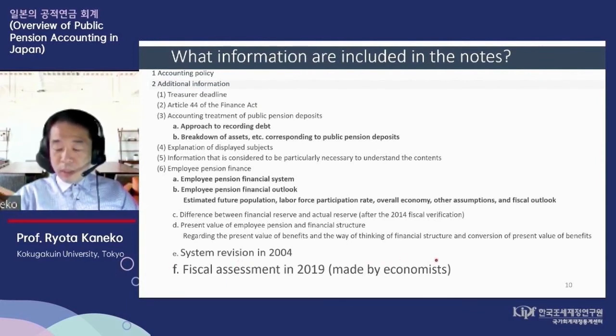according to some scenarios, depending on the price level, economic growth rate, or other factors such as life expectancy and so on. We do the fiscal assessment every 5 years, and usually the pension policy is decided by this fiscal assessment. But this information is not made by accountants, but by economists.